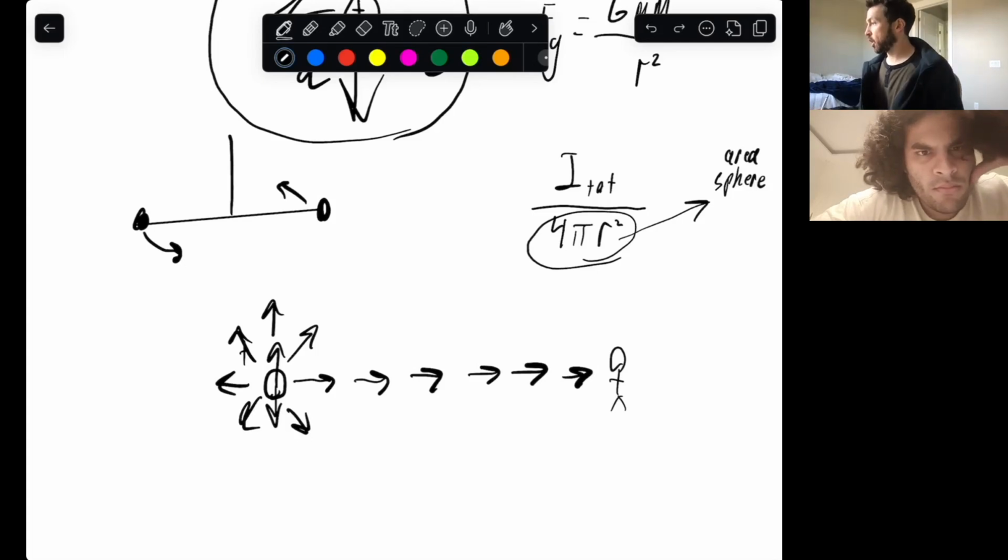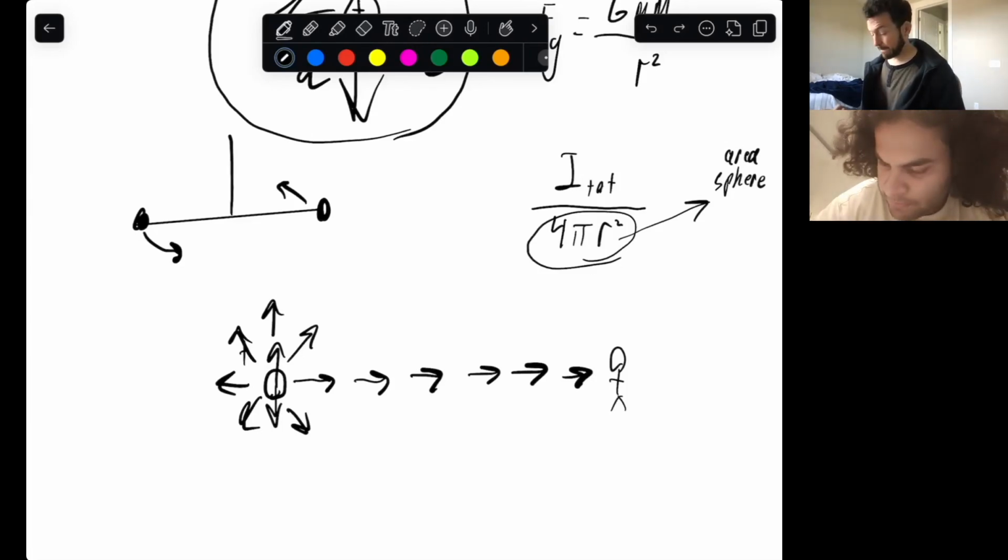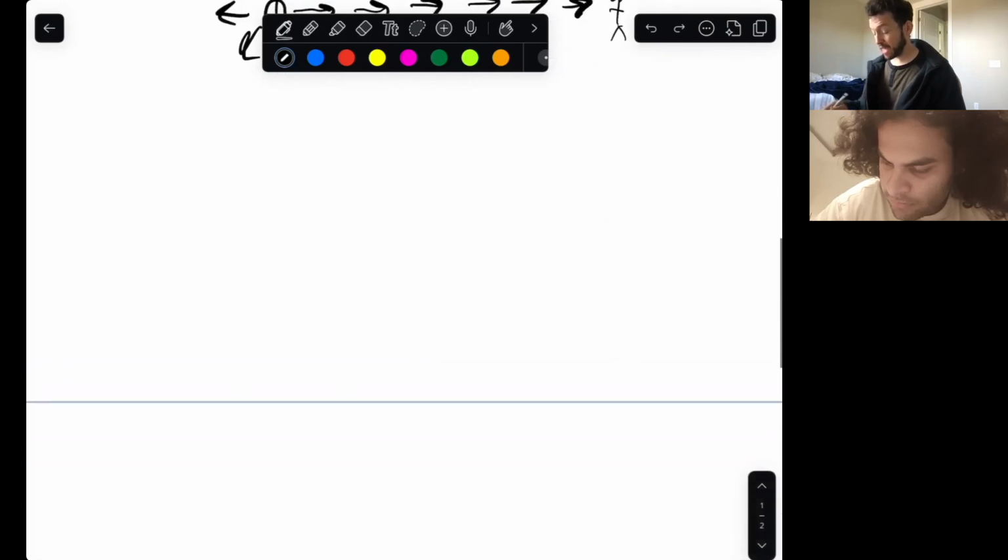Now, this argument leads to Gauss's law. You studied Gauss's law, right? Yes. Okay, let's go over that now.